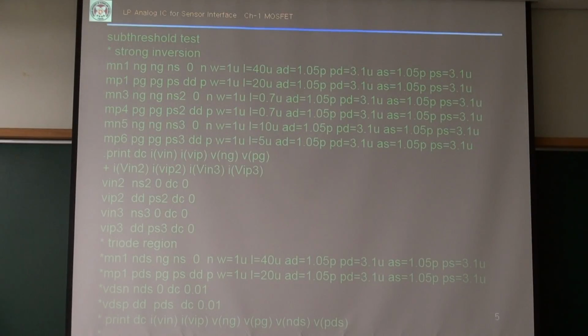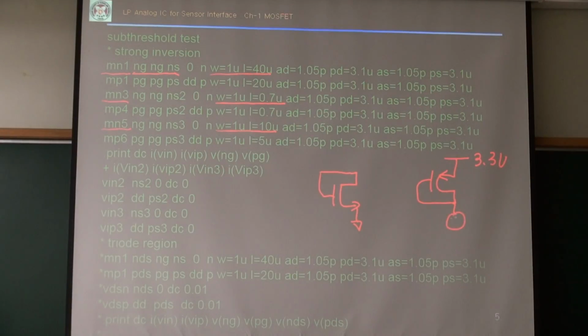Let's just see. So I have a couple of transistors here: Mn1, which is 1 by 40, then Mn3, another MOS, 1 by 0.7. This Mn5 is 1 by 10, something like that. So we have a MOS diode configuration here, and then I have a similar thing on the PMOS side.